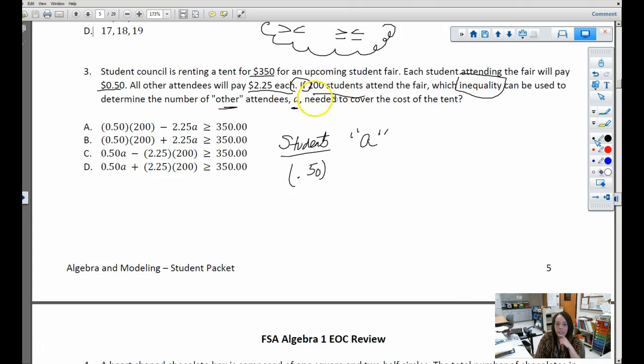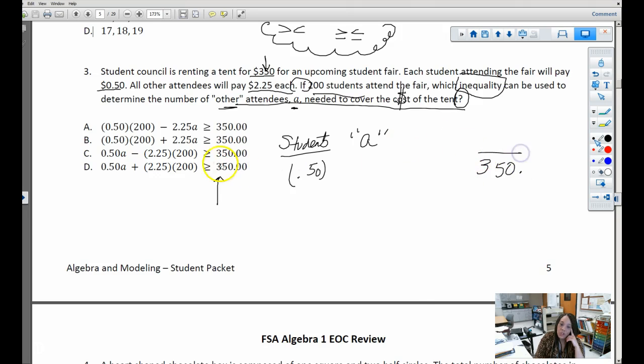Needed to cover, oh, look at the end. We have to look at what the question is. So the question is where the question mark is. Here's the question mark. It says, which inequality can be used to determine the number of other attendees needed to cover the cost of the tent? That's some key information because we're going to be working with the cost of the tent, and the cost of the tent was $350. Well, if I wanted to look ahead, I know, based on all of these answer choices, that $350 is more than likely going to be on the end over here by itself.